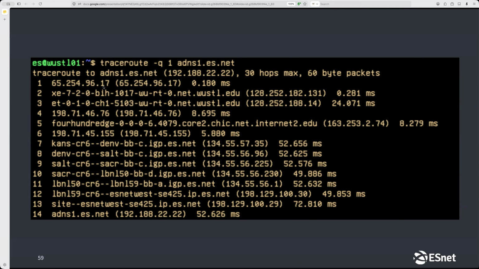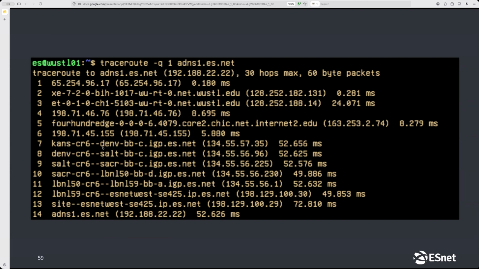That BIH is probably one of the buildings where it's going out of, and then CH1, that's Chicago. And then if you look at ESnet, it looks like it's link-based. This is kind of a funny Nokia-ism. It's actually interface-based, but it ends up being effectively link-based.